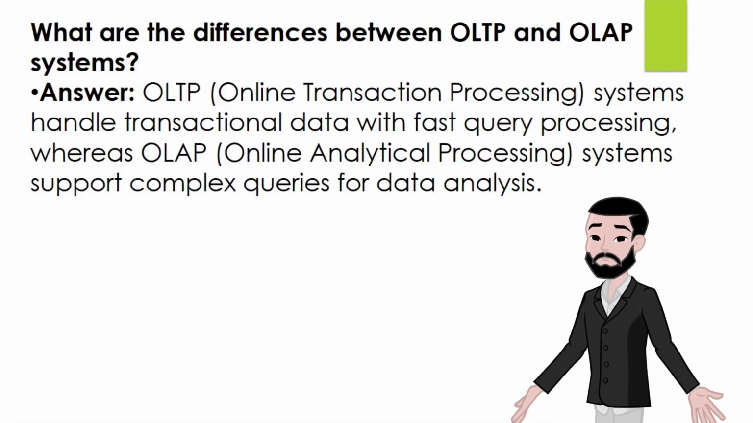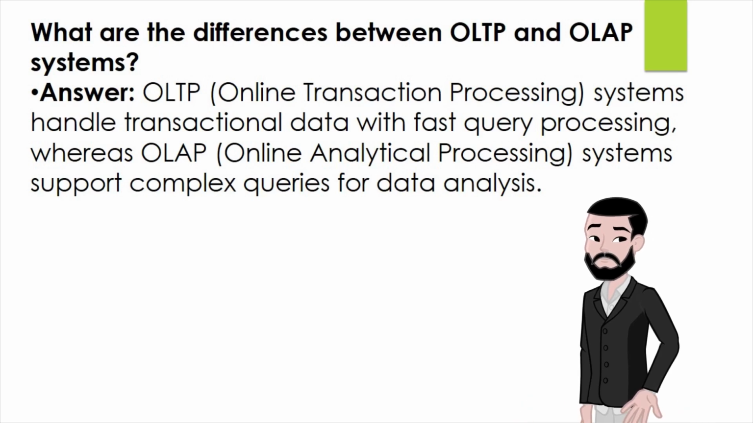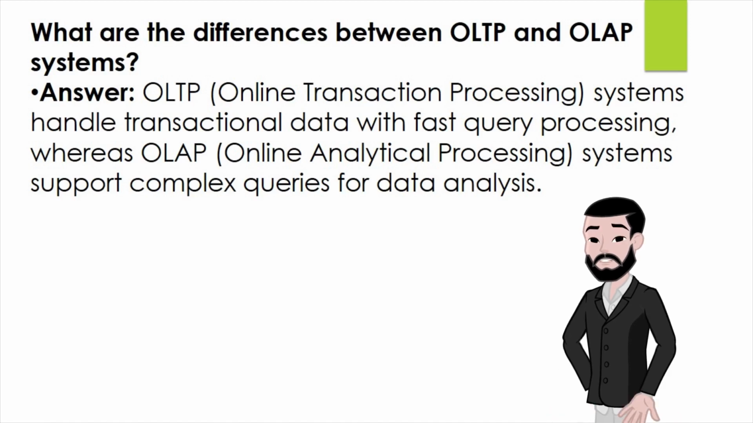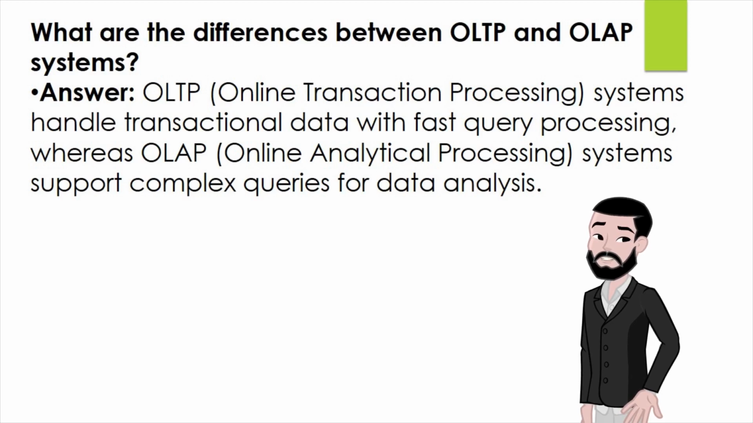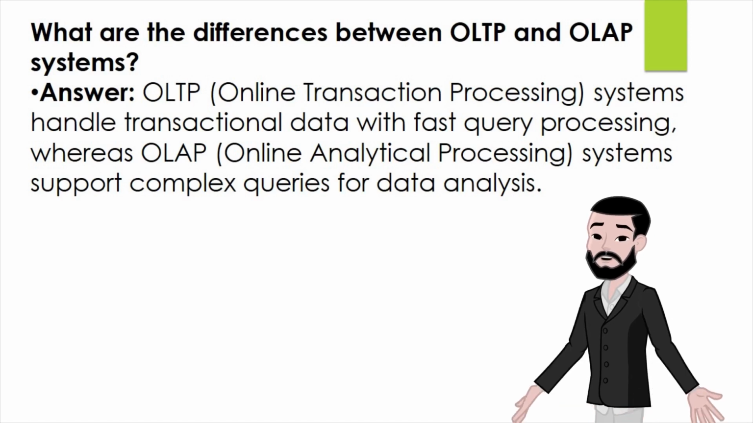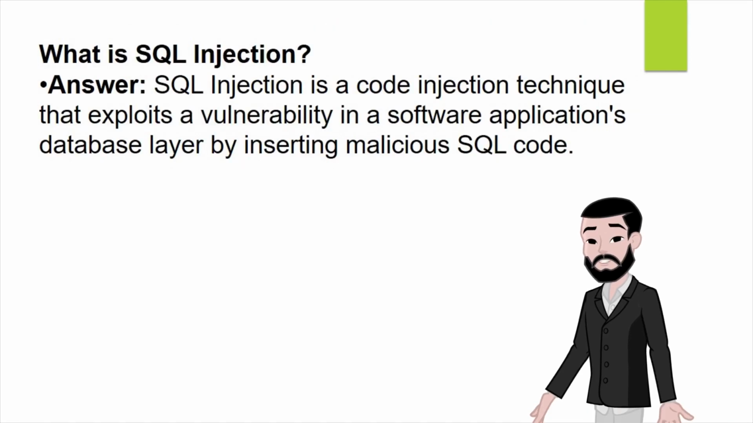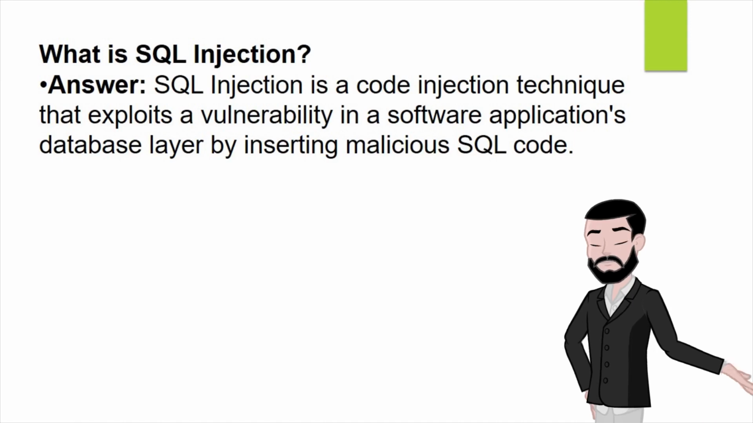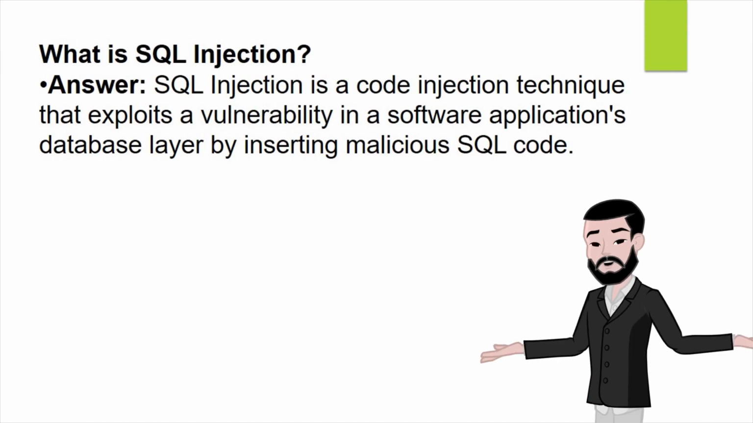What are the differences between OLTP and OLAP systems? Answer: OLTP, online transaction processing, systems handle transactional data with fast query processing, whereas OLAP, online analytical processing systems, support complex queries for data analysis. What is SQL injection? Answer: SQL injection is a code injection technique that exploits a vulnerability in a software application's database layer by inserting malicious SQL code.